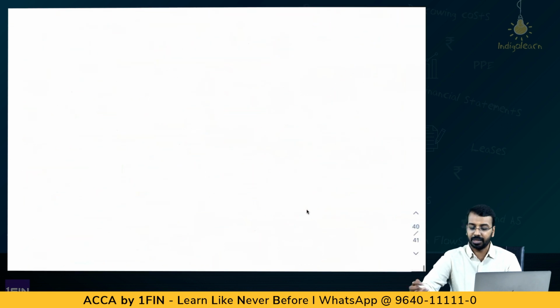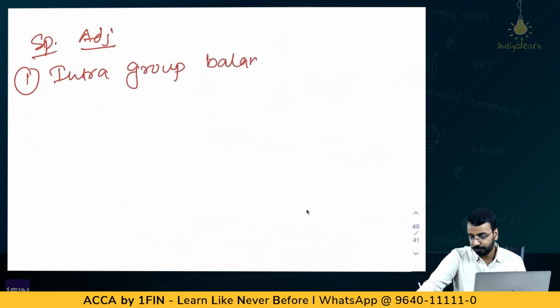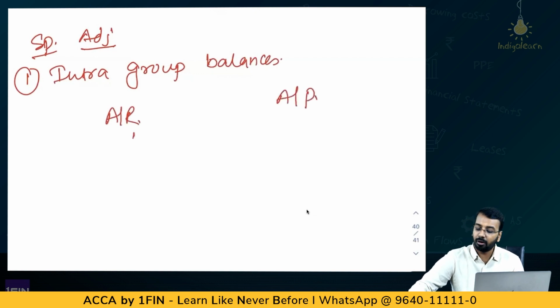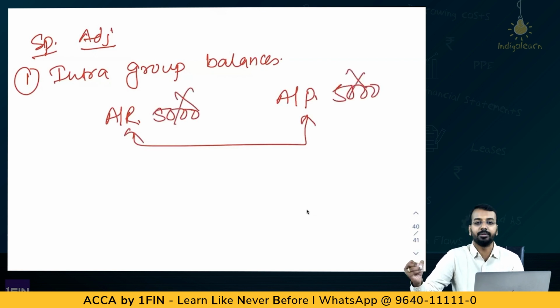Now moving to specific adjustments. The most commonly found is intra-group balances. So in one account there may be account receivable, in the other part there may be account payable. Whatever is the account receivable and account payable, let us say 5,000 account receivable, 5,000 account payable, you will eliminate this. So whatever intra-group balances are reported by either the parent or the subsidiary, both of them would be eliminated.